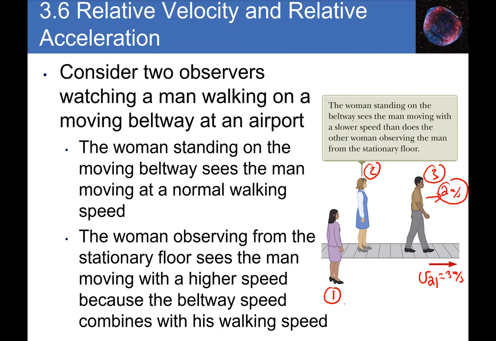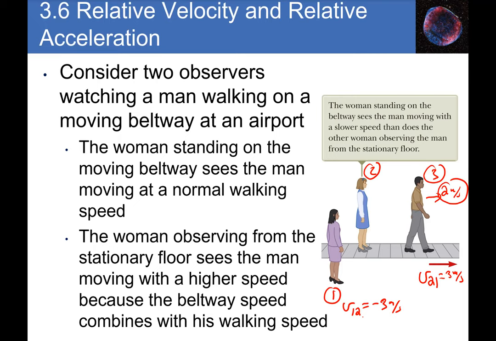Then what will be the velocity of one relative to two? If person two looks at person one, what will be the speed of person one relative to person two? Well, person two will see person one moving in the opposite direction, because she can say, I'm not moving, she is moving in the opposite direction. So this will be negative 3 meters per second. That means if the velocity of two relative to one is 3 meters per second, then the velocity of one relative to two is negative 3 meters per second.